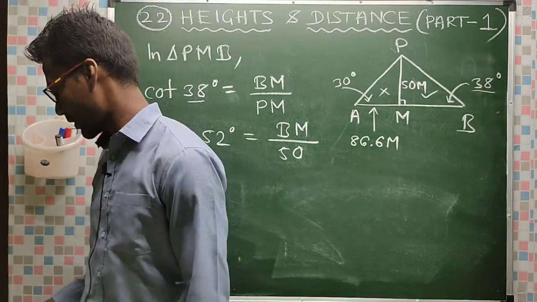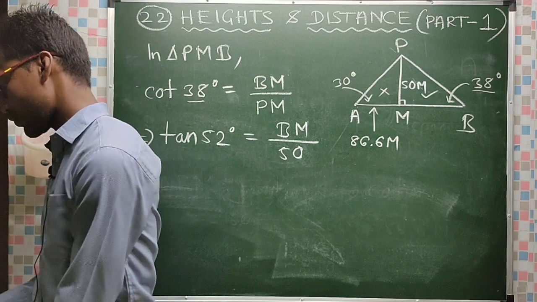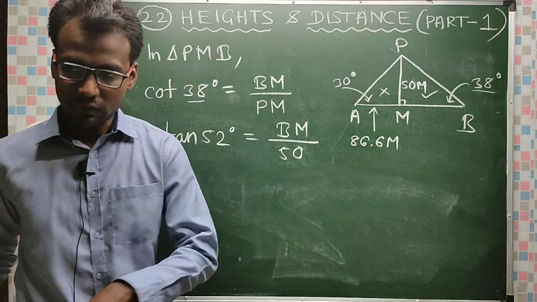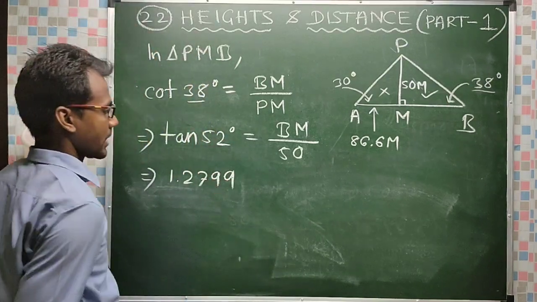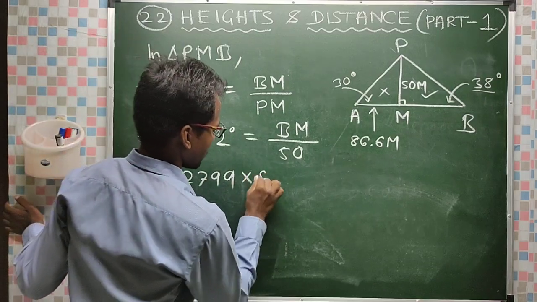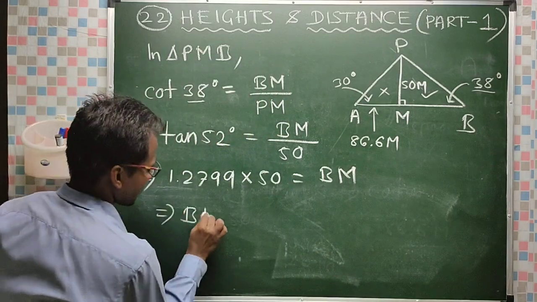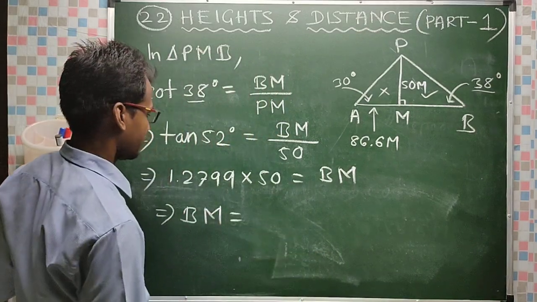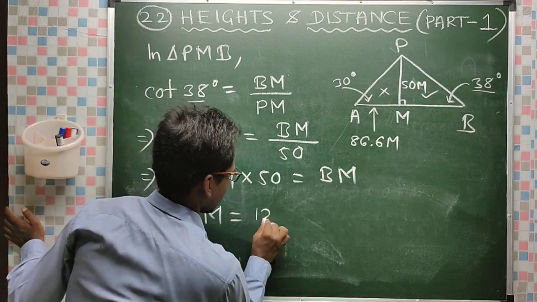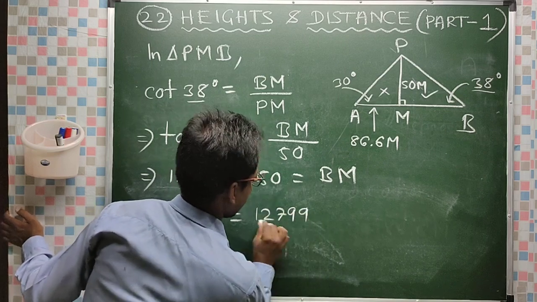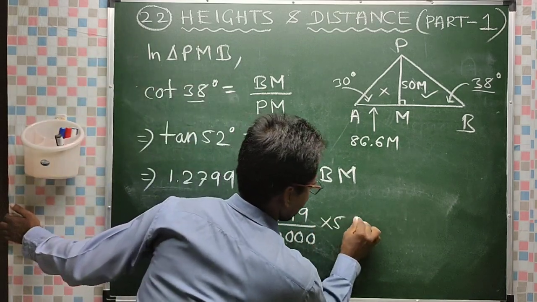Okay, from the trigonometric table, tan 52 degree is equal to 1.2799. Okay. 1.2799 into 50 is equal to BM. 50 will come on the left side. So BM is equal to, on solving, 12799 by 10,000 into 50.